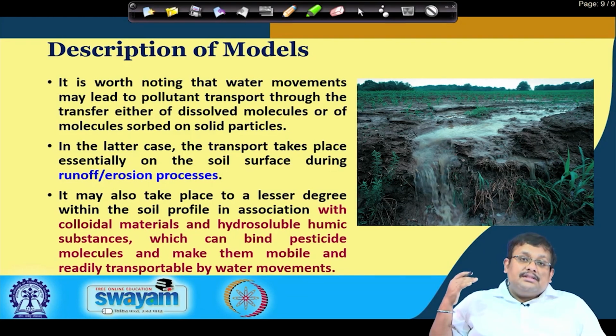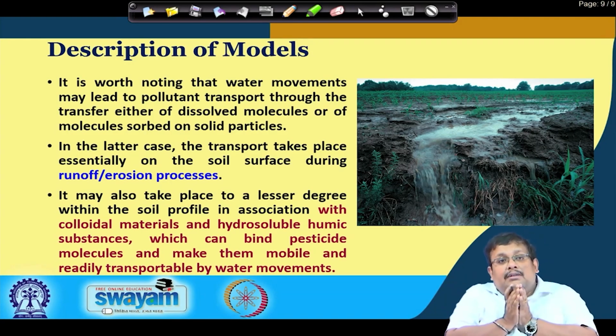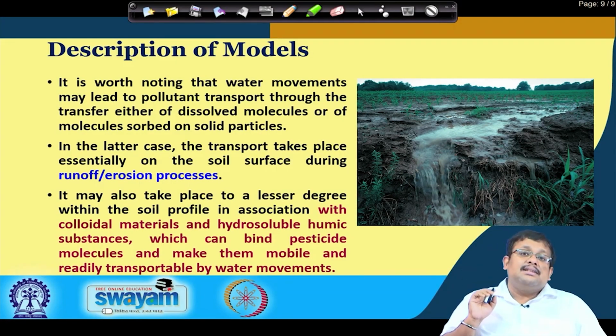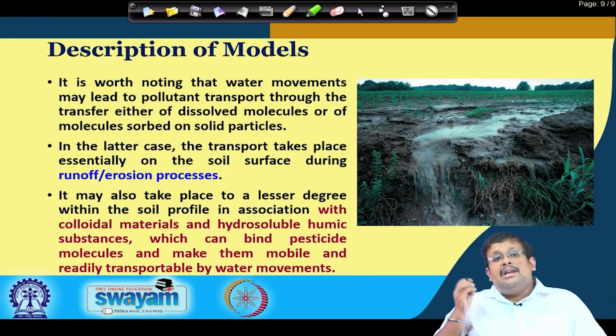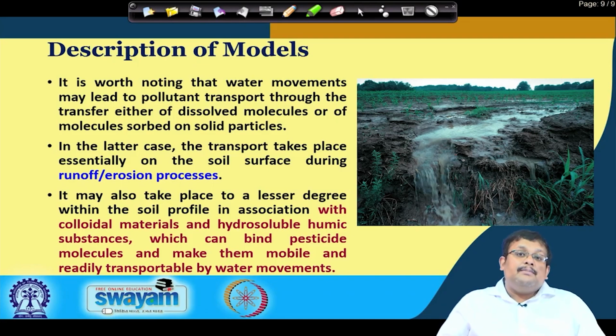So, the water movement, basically when there is a movement of molecules sorbed onto the solid particles, generally happens in case of surface runoff or erosion process. It may also occur to a lesser degree within the soil profile in association with colloidal materials and hydrosoluble humic substances, which can bind pesticide molecules and make them mobile and readily transported by water movement. So, in that case also the chemical moves through sorption on the solid particles.